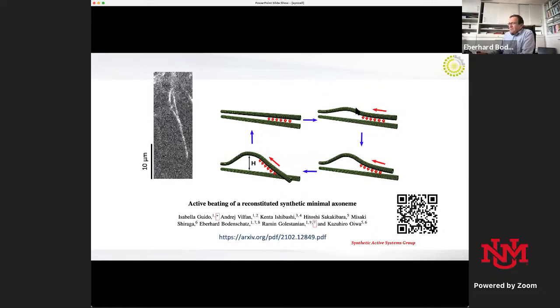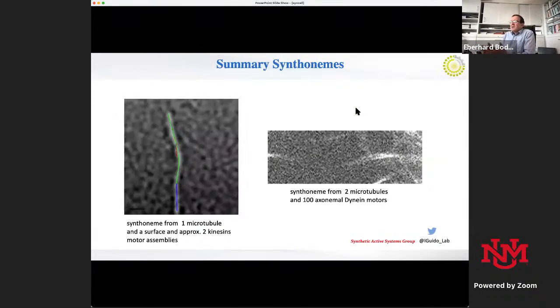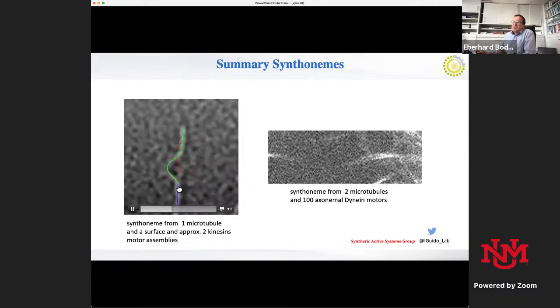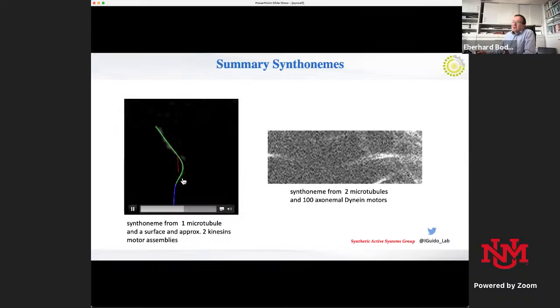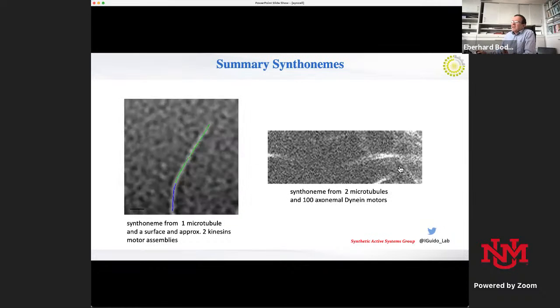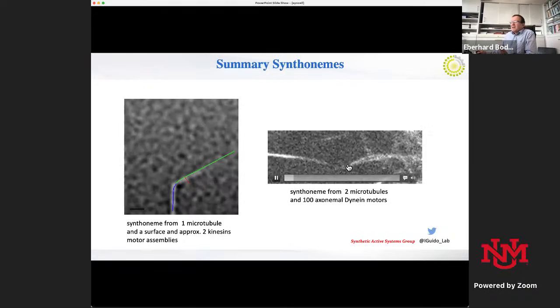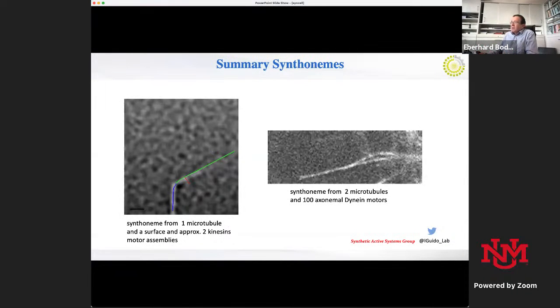This is very different. And so in summary, what I've shown you so far is this very, very trivial synthoneme, which is really just one microtubule on the surface being pushed around by motors. And here I've shown you the promising result of the first synthoneme. So we can assemble more complicated structures out of these things. Perhaps we can actually reconstitute a real axoneme and understand better how axonemes are actually moving, but more work needs to be done to explain this.